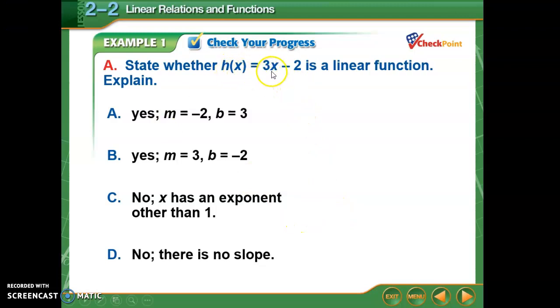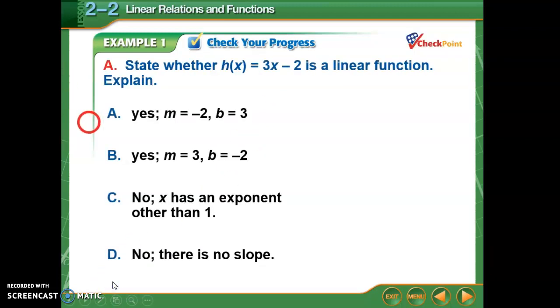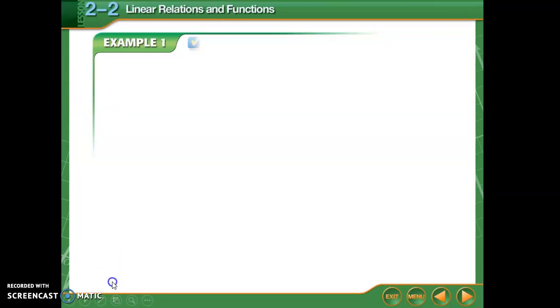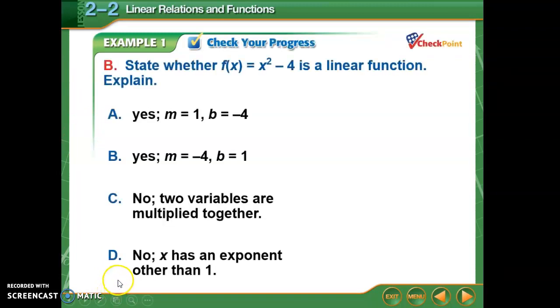h of x equals 3x minus 2. Is this a linear function? You have your slope, m, equals 3, and the y-intercept is negative 2. So that makes it a yes. How about this one?